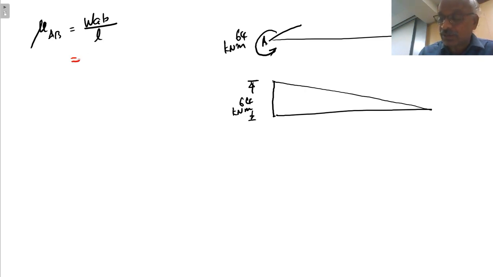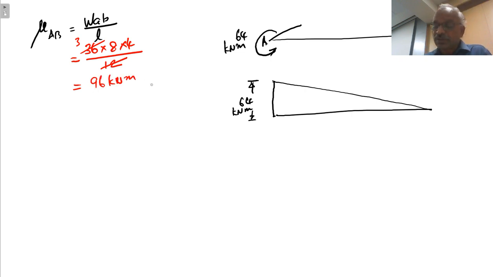This is equal to W is 36, a is 8 meters, b is 4 meters, divided by 12. So this value will be equal to 96. That is, this becomes 3, so 3 into 4 is 12, 12 into 8 is 96. So this value equals 96 kilonewton meter. This is the bending moment as a simply supported beam.